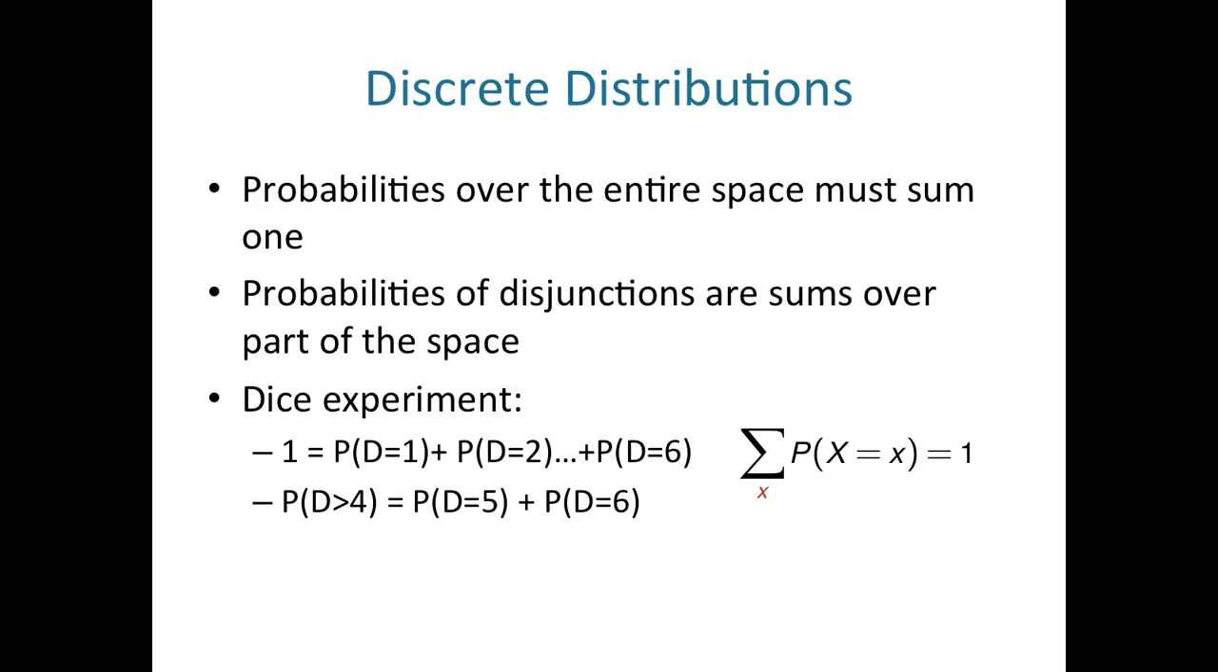An important characteristic, both in discrete and in continuous distributions, is that the sum of the whole distribution across the entire space of events must sum to 1, okay? So in the case, for example, of a dice experiment, where you have potential values from 1 to 6, the sum of all the probabilities has to equal 1. In the case of tossing a coin, the sum of the two events, head and tails, also needs to add up to 1.